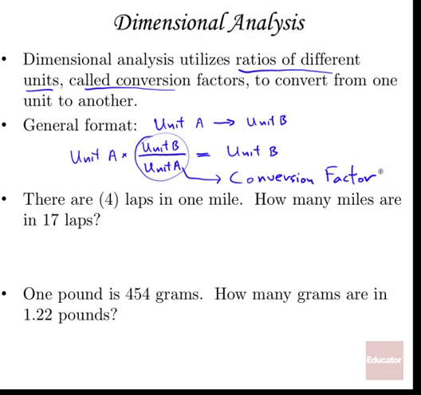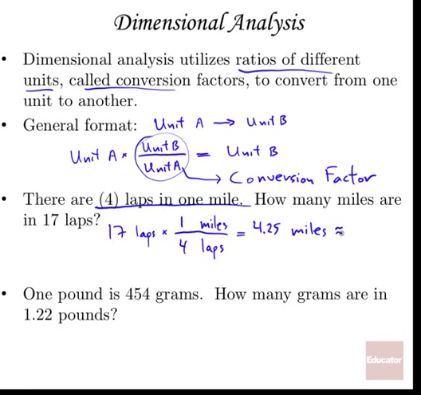Let's look at a couple of examples. There are 4 laps in 1 mile. How many miles are in 17 laps? So we're going to say 17 laps times something over something, and that's going to give us our answer in units of miles, which is what the question is asking for. I start with laps, but I want to cancel it, so it goes downstairs, and miles goes upstairs to get carried through to the final answer. The conversion factor is given to us in the problem because they state that 4 laps is equal to 1 mile. So this is 1 mile on top and 4 laps on the bottom, and we're going to get 4.25 miles for your answer.